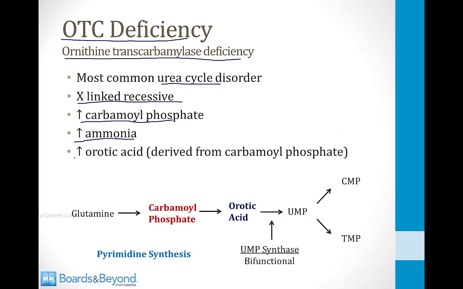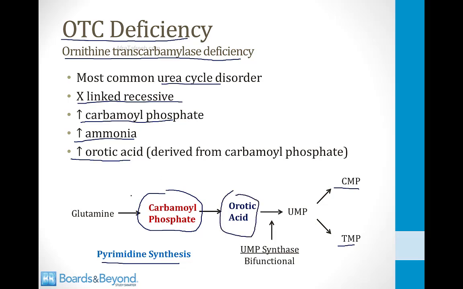An additional problem these children have is high levels of orotic acid in the plasma. Why is this the case? Well, remember that I told you that carbamoyl phosphate is also an intermediate in pyrimidine synthesis. In the pyrimidine synthesis pathways that lead to formation of cytosine and thymidine, carbamoyl phosphate is converted into orotic acid. So when the carbamoyl phosphate level gets very high from the urea cycle being dysfunctional, that will in turn lead to very high levels of orotic acid.